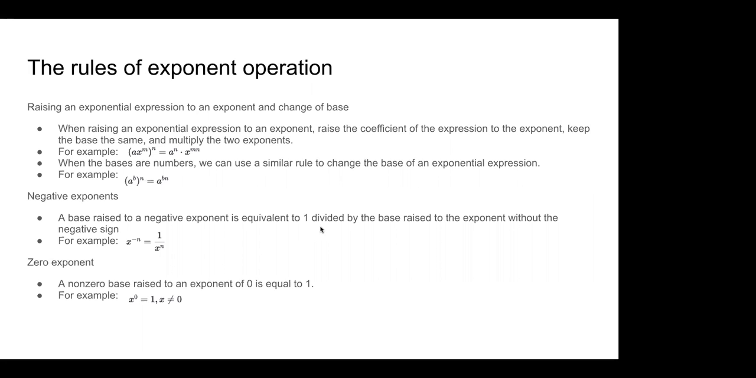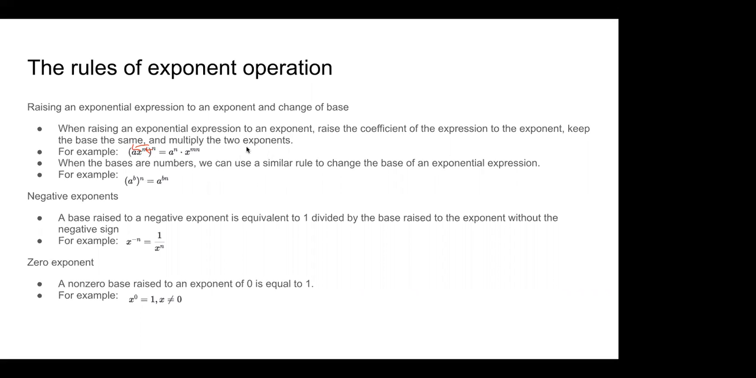So I guess we'll go back to the start of the slide. Raising an exponential expression to an exponent and change of base. When raising an exponential expression to an exponent, you have to raise the coefficient of the expression to the exponent, and you keep the base the same while multiplying the two exponents. For example, when you have a x to the m, the whole thing raised to n, you can make that a to the n times x to the m n. Basically you're technically just foiling and splitting them apart, multiplying the n to the a as well as the x to the m.